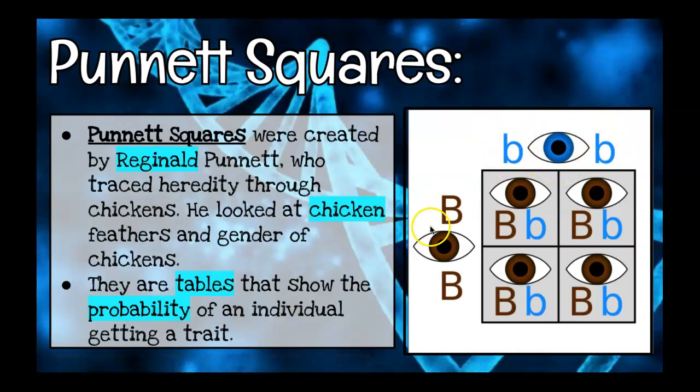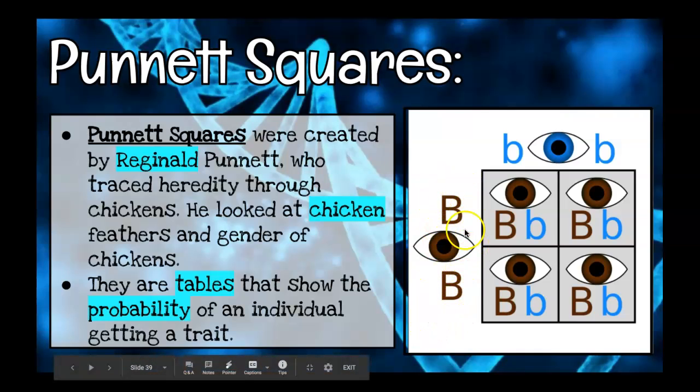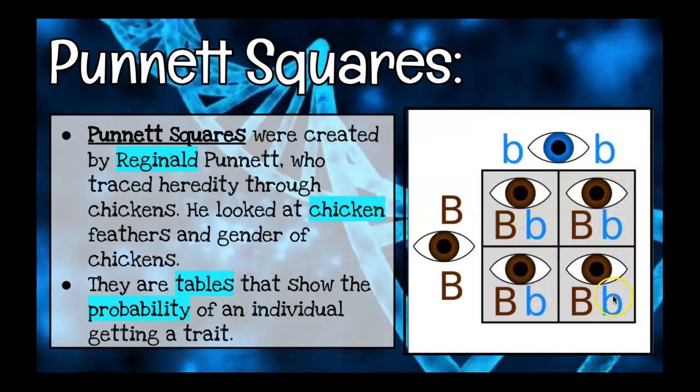How it works is you have one parent's allele combination or genotype on the top up here, like little b, little b, and then you have another parent's genotype or allele combination on the side, which might be big B, big B. How it works is you drop the top letters down. So that little b was dropped down in both boxes. So was this little b. And then the letters on the side get brought straight across. So big B, big B, big B, big B.